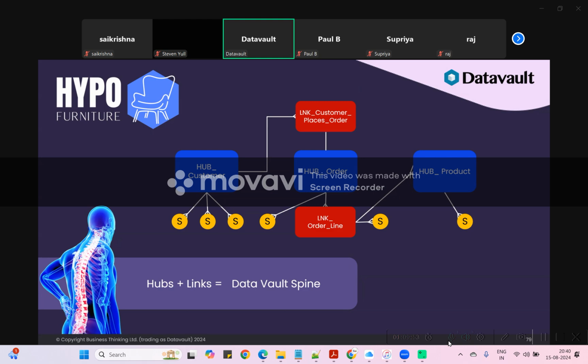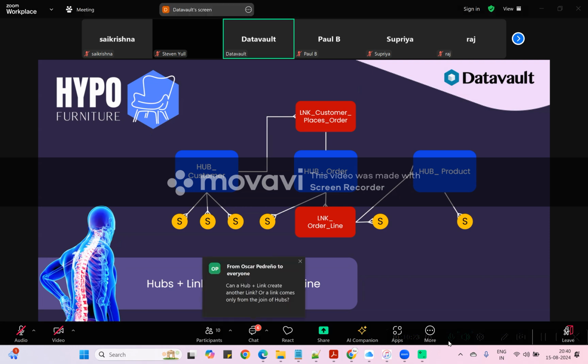If we just show the hubs and links on the diagram, we call that a Data Vault spine model. The interesting thing about that is we're only using business terms here. So everything you see here is meaningful in the business context of the process that we're working on. There's a limit to how many concepts we can have, a limit to how many relationships we might put in place to describe a particular business process.